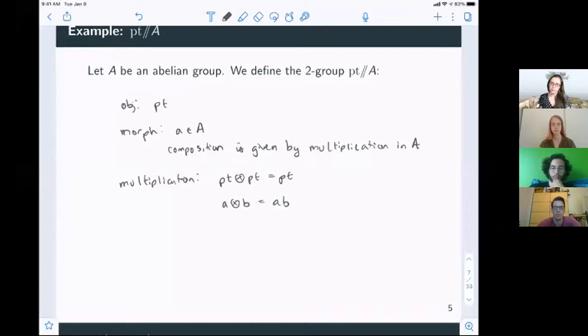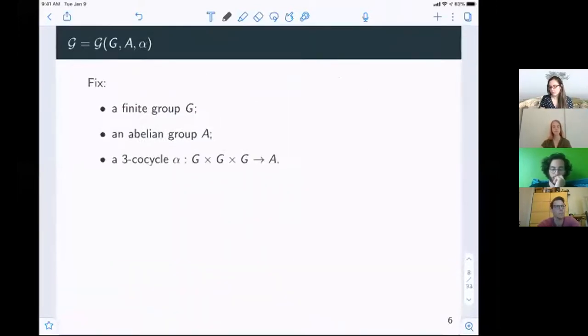Okay, so those are two kind of boring examples of two groups, but we can actually think about combining these two in a kind of interesting way. So for the remainder of this talk, we're going to be talking about finite groups G and abelian groups A, and then we'll have these three cocycles, alpha.